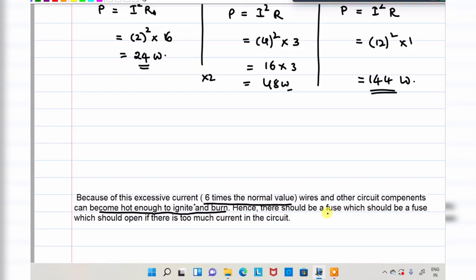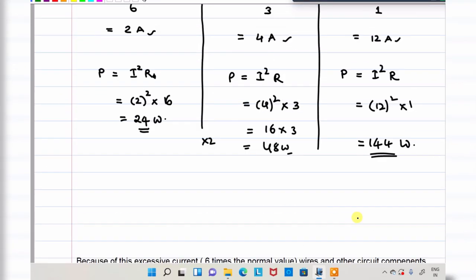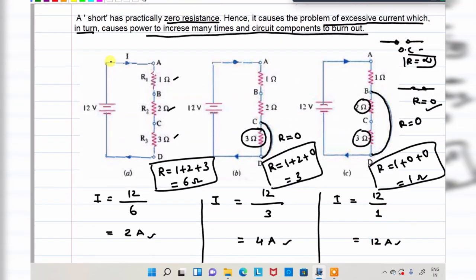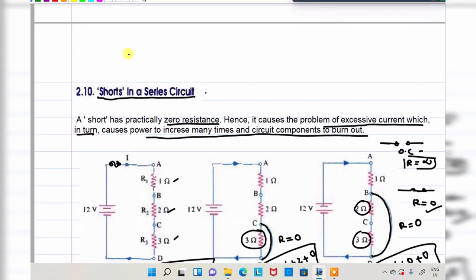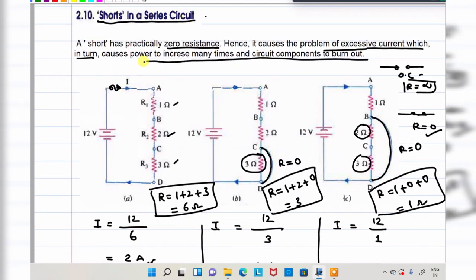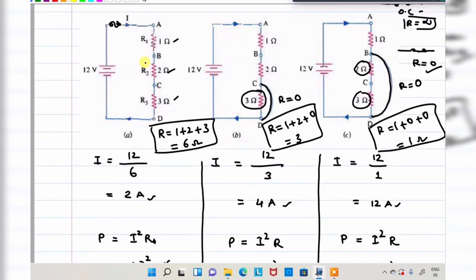So hence there should be a fuse, which should open if there is too much current in the circuit. For example, if your fuse is connected, the fuse is going to be open circuited to protect our circuit. So this is what shorts in series circuits. From this topic we completed the complete concept related to series circuits.